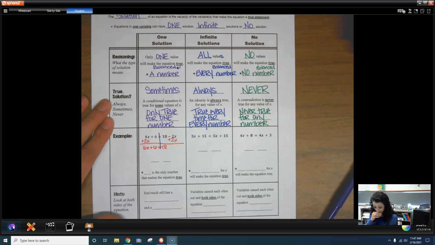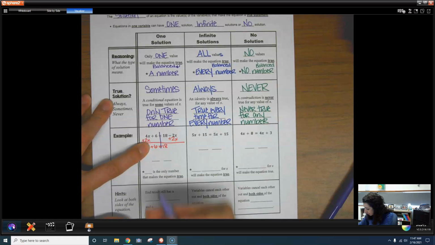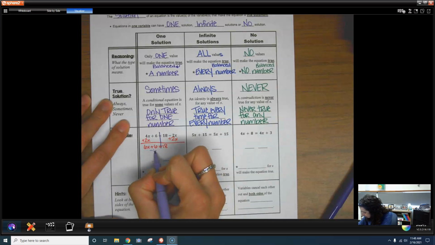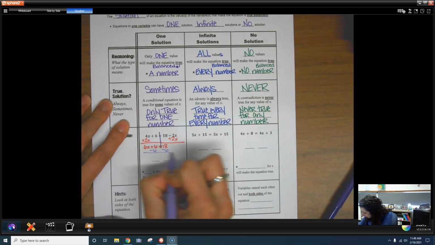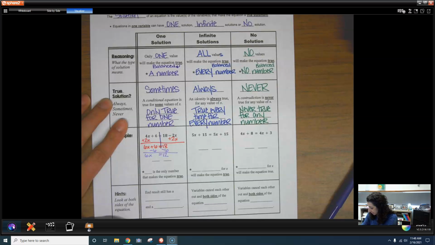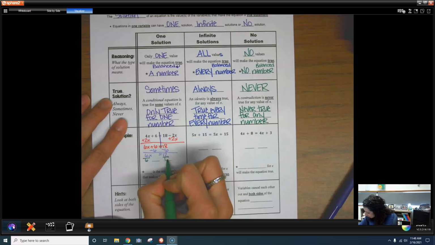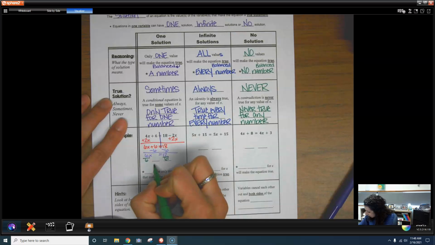And now I'm going to do inverse operations here, and I'm going to solve that. So I'm going to get the x by itself. So I need to get rid of the plus 6. So I minus 6, minus 6, and I get 6x equals 12. And then my last step is to divide by 6 and divide by 6. And I get x equals 2.